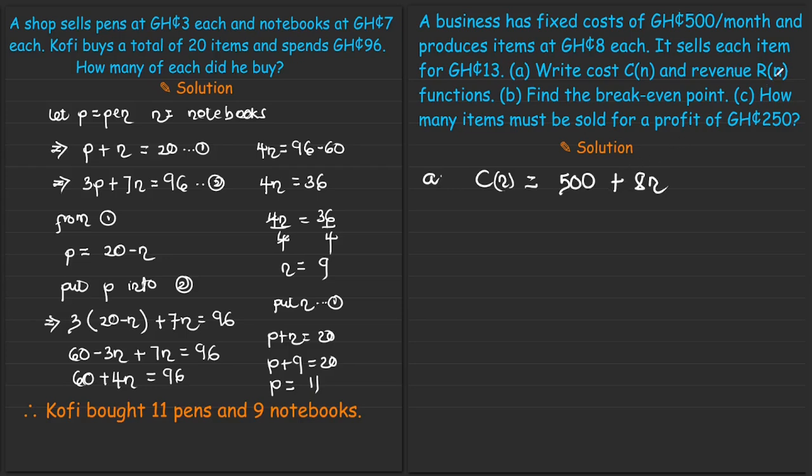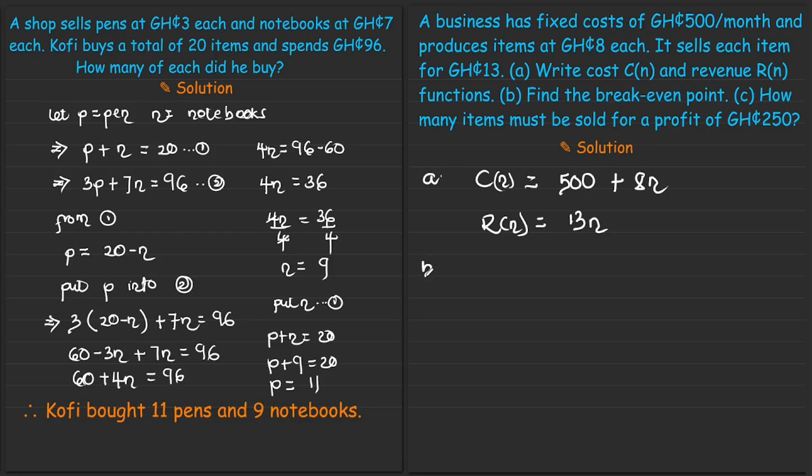Now we come to the revenue. The revenue only depends on one stream, that is when they sell the item. And the price of each item is what? 13. So 13n. That is all for A. So this is the cost function and this is the revenue function.